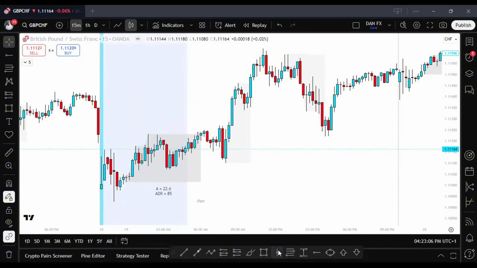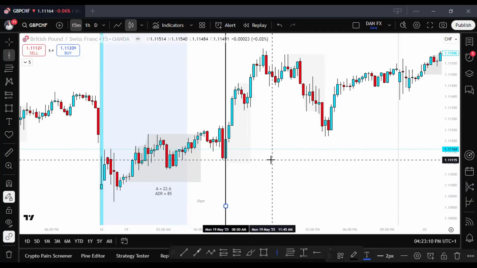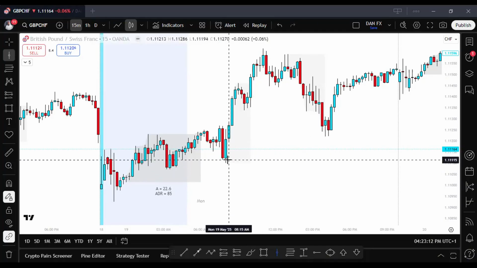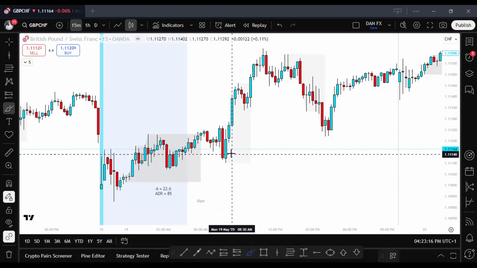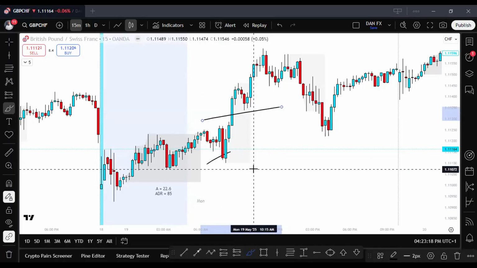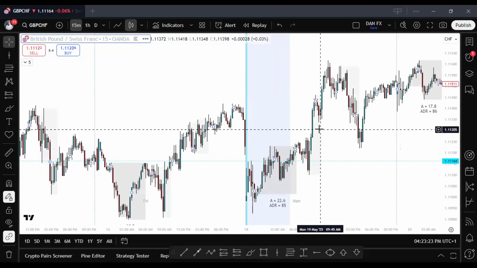London session started here. Would you have taken this trade? I personally would not have, actually. I start trading from this candle. So if you took this, the stop loss hits. I personally would not have entered that. I usually wait for the session to start, so that's not a trade for me.